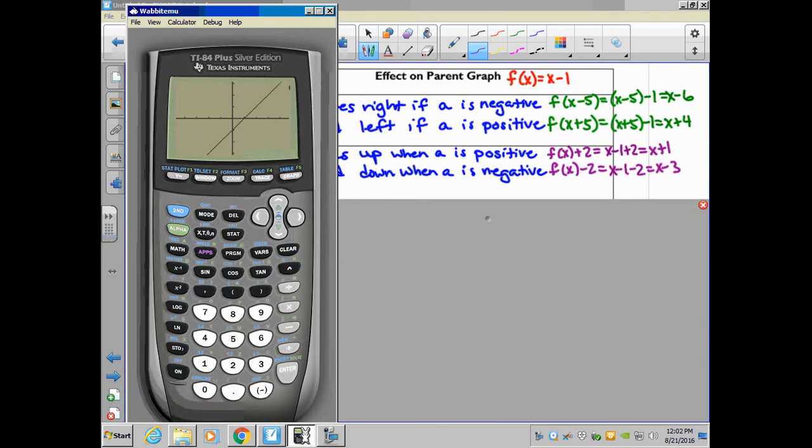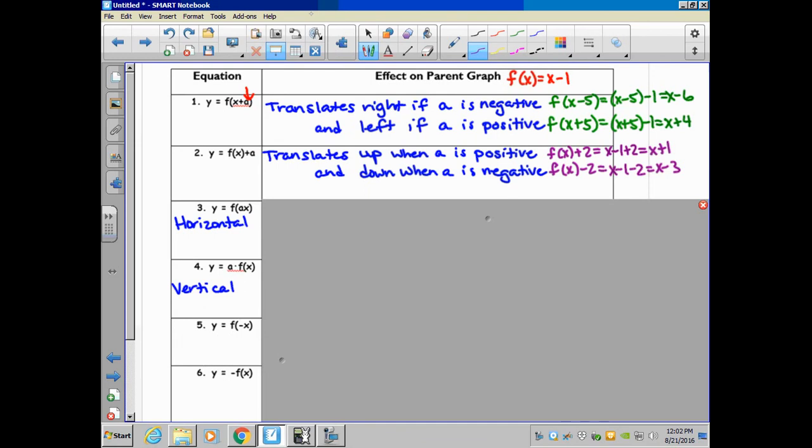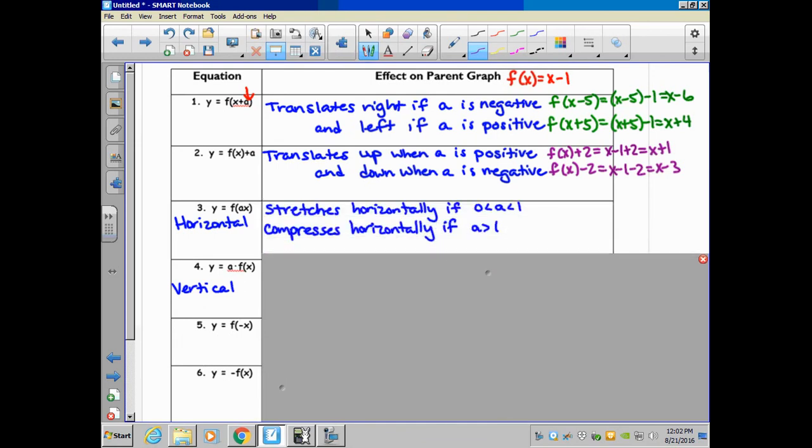So we go from the original function, the movement is down 2. Okay, so that's what that looks like. So we've gone left, right, up, and down. Let's take a look at what happens when you multiply by a number.